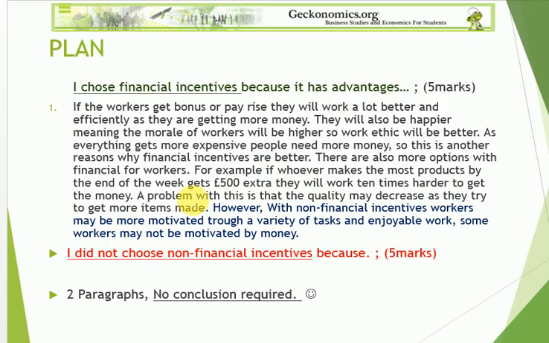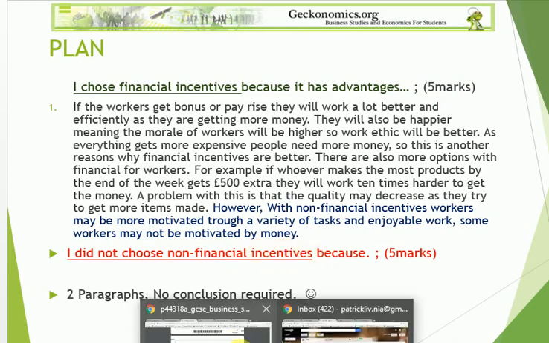And then for some evaluation, this student has said, however, with non-financial incentives, workers may be more motivated through a variety of tasks and enjoyable work. Some workers may not be motivated by money, so that's a problem with financial incentives. So something like that paragraph applied to Covers Up Limited should get you half the marks, and then you will go on and make another paragraph looking at the problems of non-financial incentives. So let's check the mark scheme on that one.